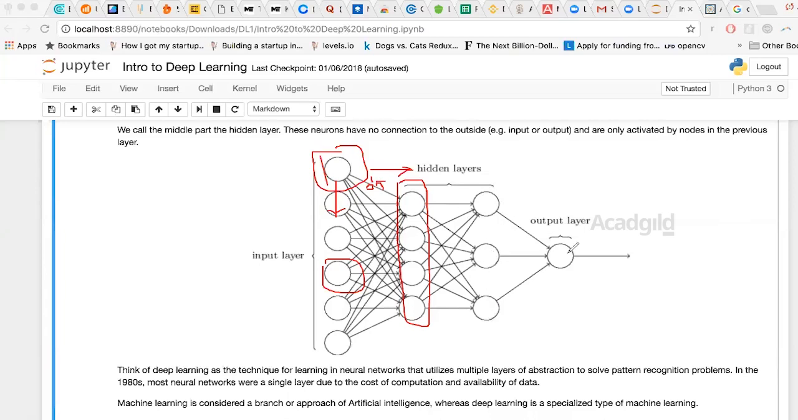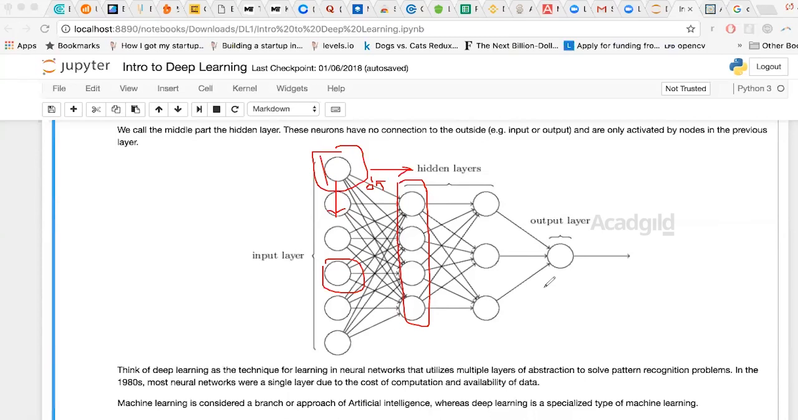Now, what is that? That could be again a binary decision. It could be true, false, and if I have 2 or more output layers, it could be a lot more information, a lot more classification. For instance, it could be cat, mouse, table, etc.